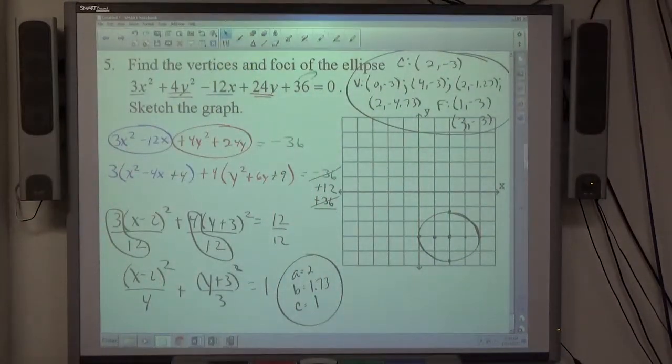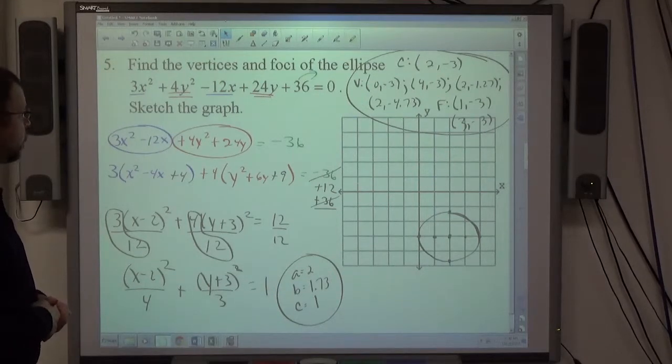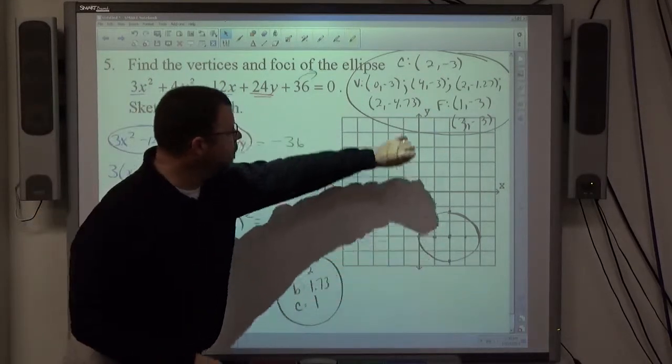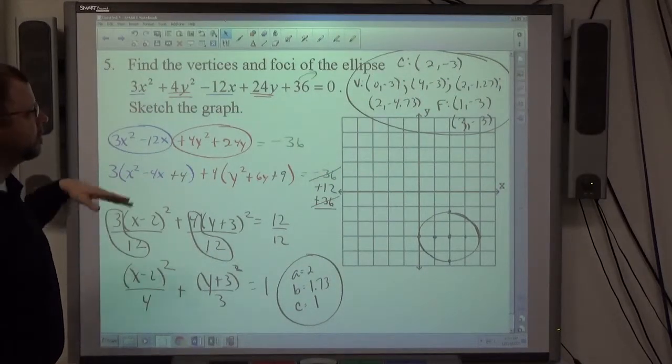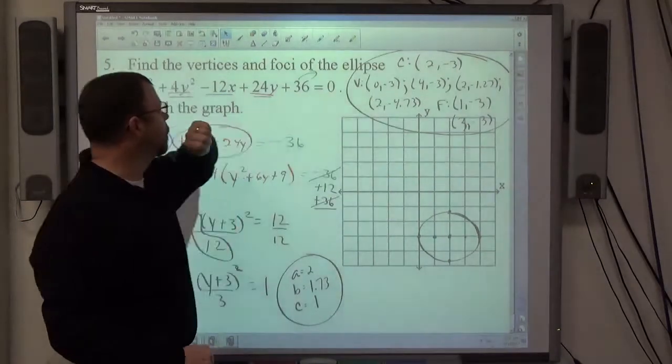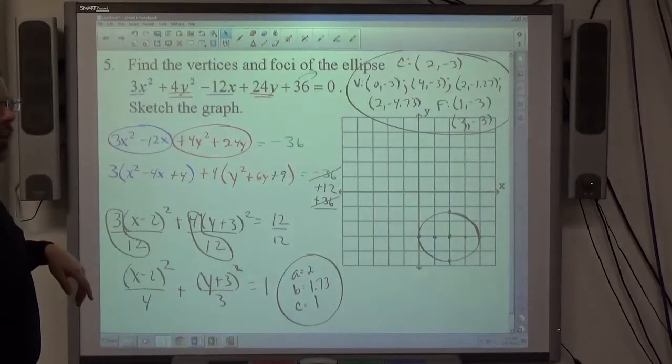If you have some decimals and you're a little unsure yourself, you can always verify with the calculator after you get your answers. But I'm looking for a graph, I'm looking for all the points for that. It didn't specifically ask for the center, so vertices and foci are what I'm looking for, but you have to know the center to get all those points.